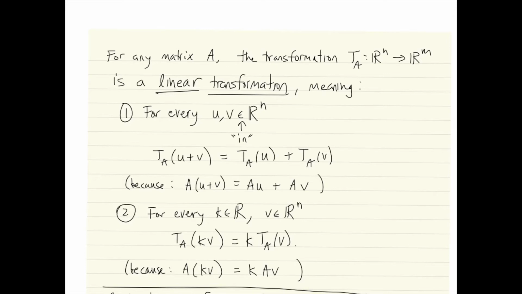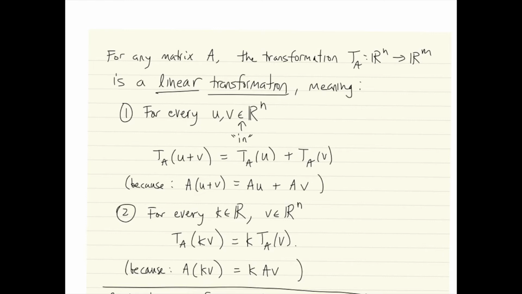And T sub A of U is A times U. T sub A of V is A times V. And then it's a fact of matrix multiplication that I haven't ever checked, but matrix multiplication is distributive. In other words, A times U plus V is A times U plus A times V.